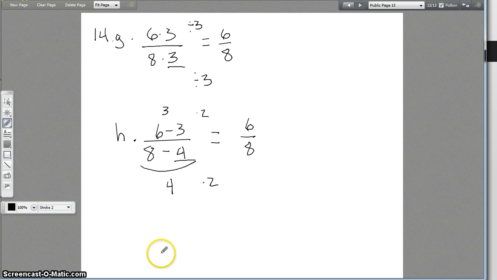This was number 14, which is just like number 25 that I assigned for homework. And that is all for Chapter 11, Lesson 1.